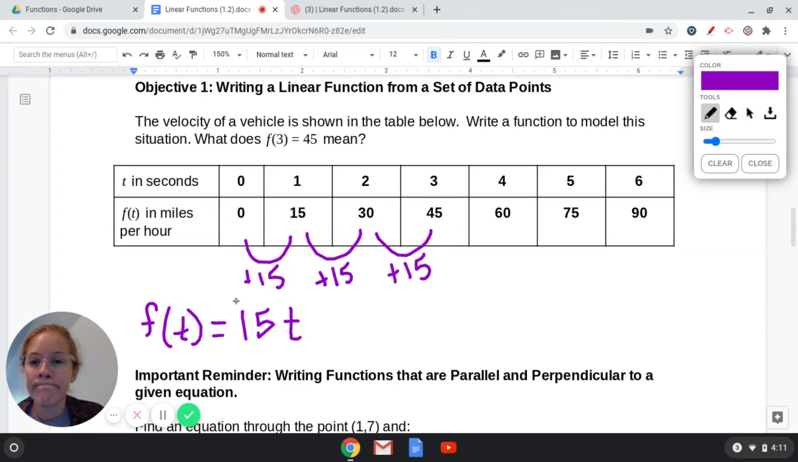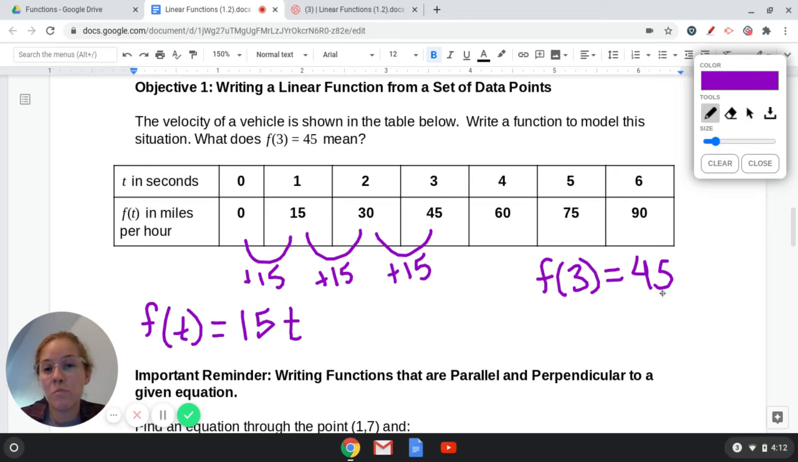So this is our velocity, keep in mind. So let's figure out what f of 3 means. Equals 45. Well, we know this 3 means seconds. So this is at 3 seconds, 45 is going on. This just means at 3 seconds, our speed is 45 miles per hour. So this is our rate. This isn't distance, it's our rate.